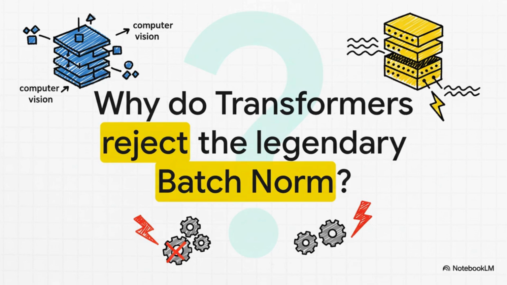Batch normalization, or batch norm, is a giant in the AI world. Seriously, it's the default go-to move in computer vision, and it completely changed how we train deep neural nets. And yet, when you peek under the hood of a transformer, which is the architecture that powers pretty much all modern AI language, it's gone, vanished. So you have to ask, why? Why would this legendary tool be completely rejected by the models running things like ChatGPT? That's the mystery we're going to solve.